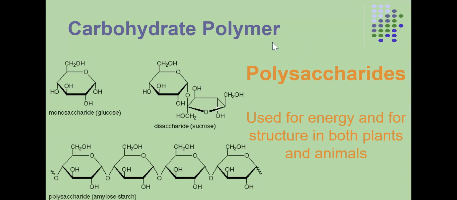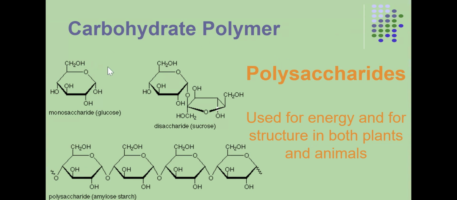And the polymer of a carbohydrate is a polysaccharide. So poly means many bonded together, and saccharide is a word that means sugar. So a carbohydrate polymer is a polysaccharide. And those are used for both energy and for structure, like I've talked about before, and we'll break that down.